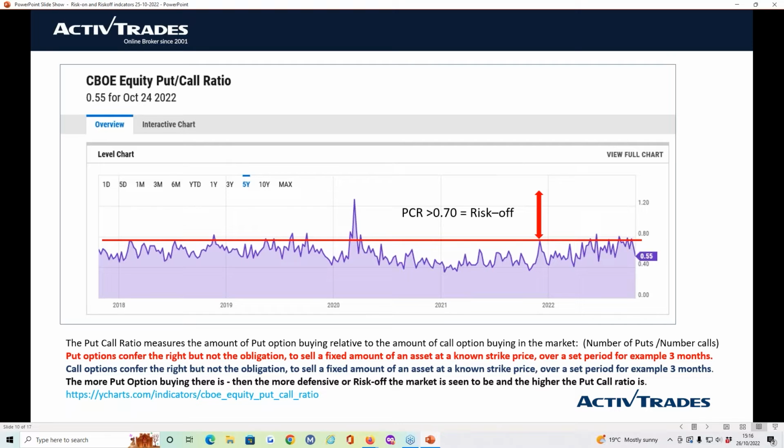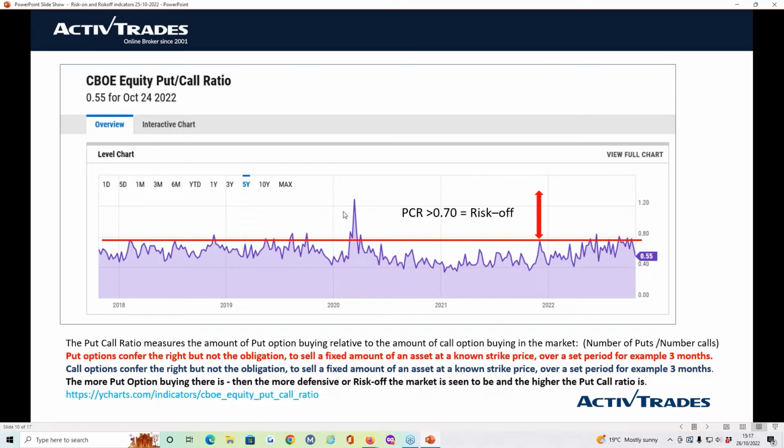The key point about the put-call ratio is that the more put option buying there is, the more defensive or risk-off the market is seen to be, and the higher the put-call ratio will be. And what that basically means for us in practical terms is that if the put-call ratio is above 70, then the market is very much risk-off. And you can see I've drawn a line here. Well, I've actually drawn it slightly above 70, but basically to indicate the boundary at which we could consider the market to be risk off.